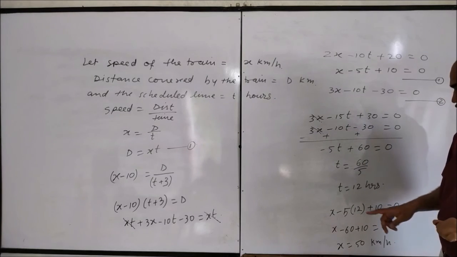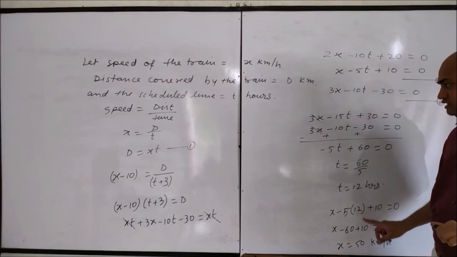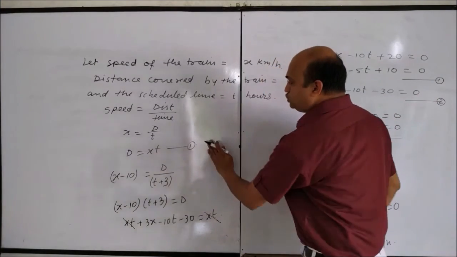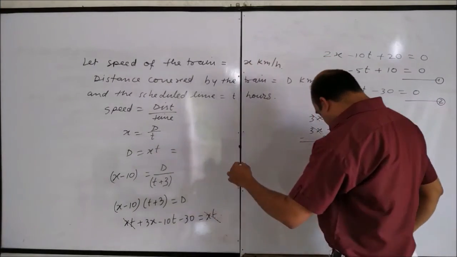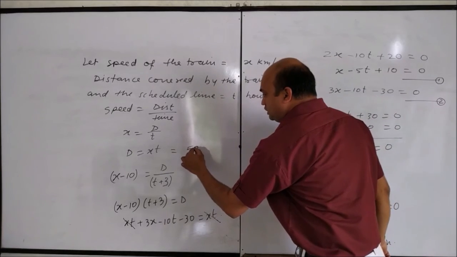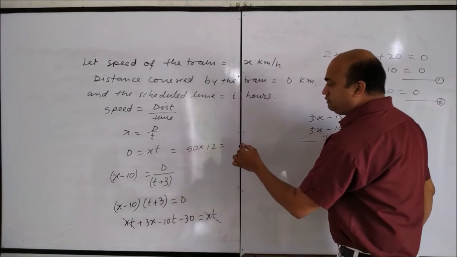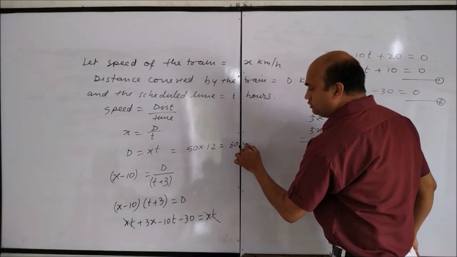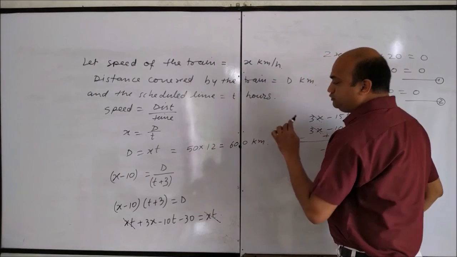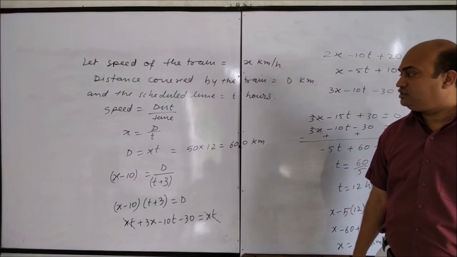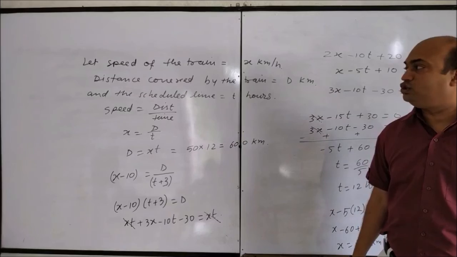You see, these two values of x and t we put here to get d. So x is 50 and t is 12, then we will get d as 600 kilometer. Therefore, the distance traveled by the train is equal to 600 kilometer.